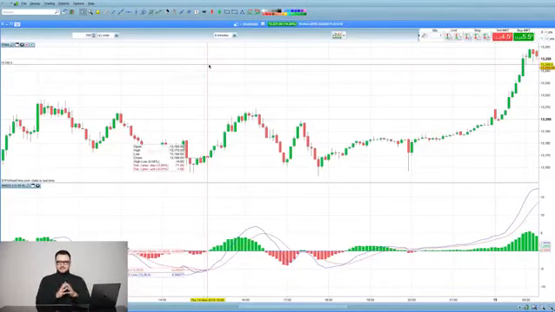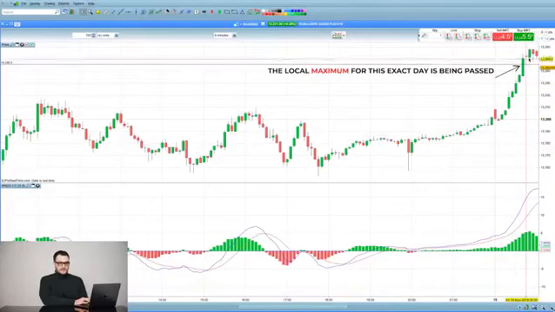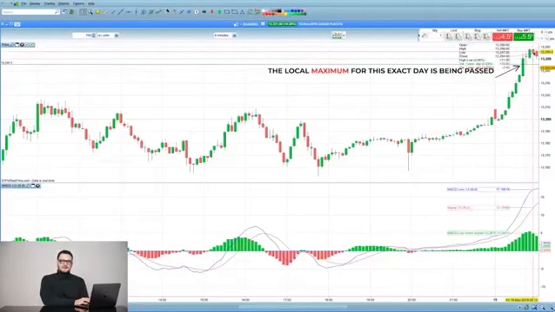As a note, you can always find local maximums and minimums in pretty much any time frame. In this example, this local maximum is for the 5-minute chart on this exact day. And we can see that this uptrend that began with this nice divergency has broken the daily local maximum. This means that there is a lot of power for climbing.